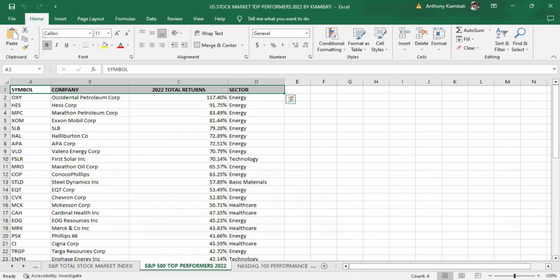I think one of the things you guys can see is that the top 9 best performing companies in the S&P 500 were actually from the energy sector. Okay, so the energy sector really had one of the best performances last year. So the first one was Occidental, the second one was Hesco with a return of 91.75. Marathon Petroleum with a return of 83.49, ExxonMobil 81.44, and number 5 SLB with a return of 79.28%.